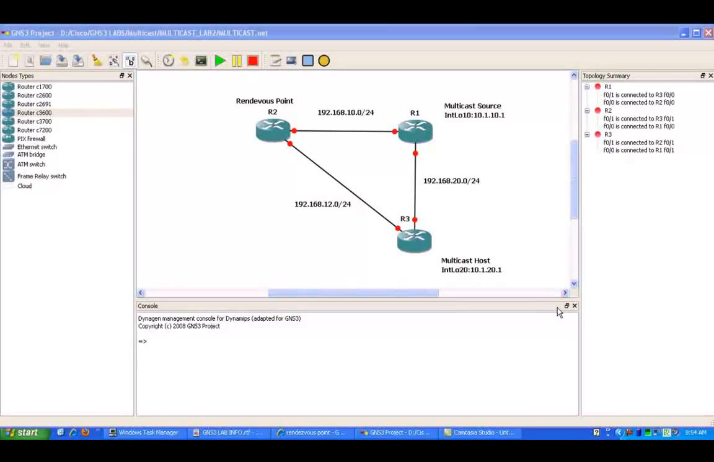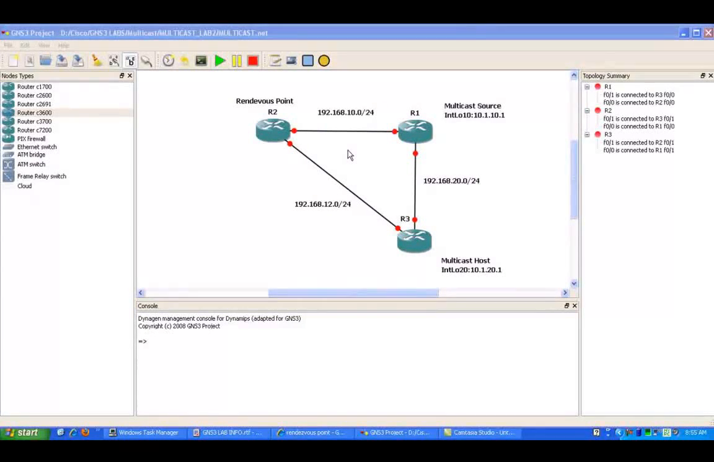The main difference between PIM Sparse Mode and PIM Dense Mode is that, if you've seen my Multicast Lab 1, you can see that PIM Dense Mode floods the network with traffic. And you use that on a network where most of the hosts will be partaking in the multicast stream, whereas PIM Sparse Mode is the opposite.